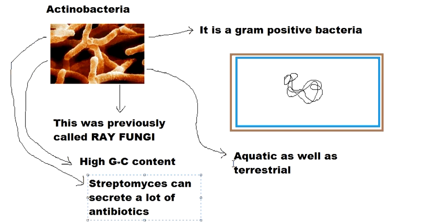So matching. Streptomycin, secreted by Streptomyces griseus. Chloromycetin, secreted by Streptomyces venezuelae, and neomycin, secreted by Streptomyces fradiae. So all these, you can see, are from the genus Streptomyces. Okay, and these are some of the useful antibiotics which are secreted.